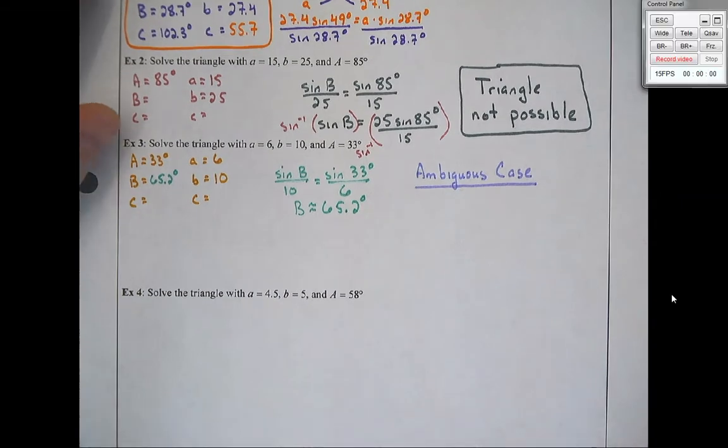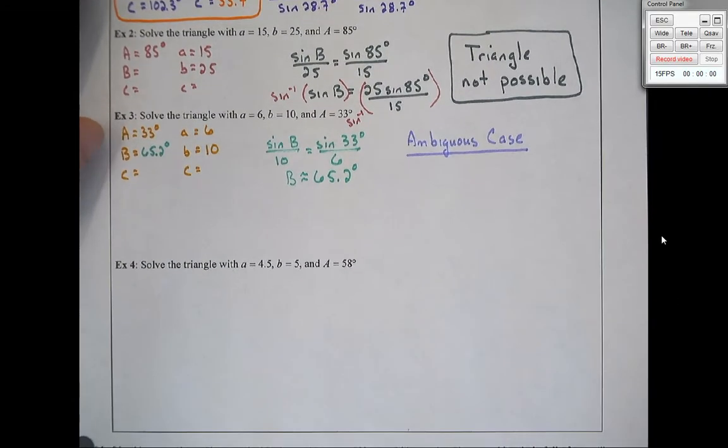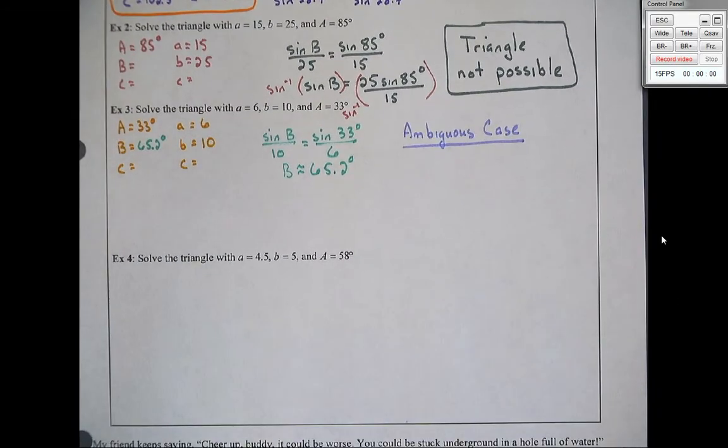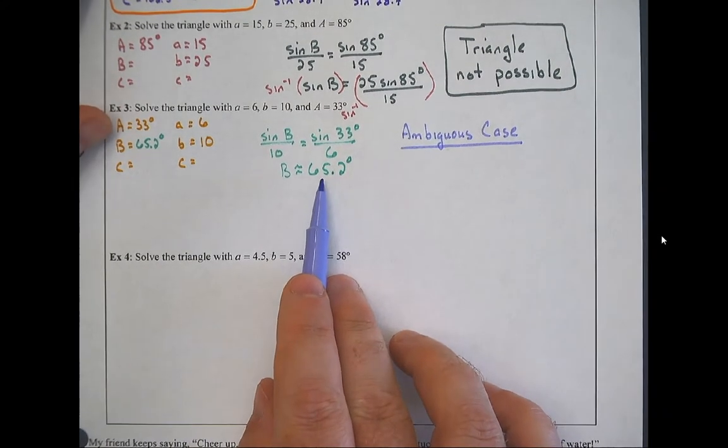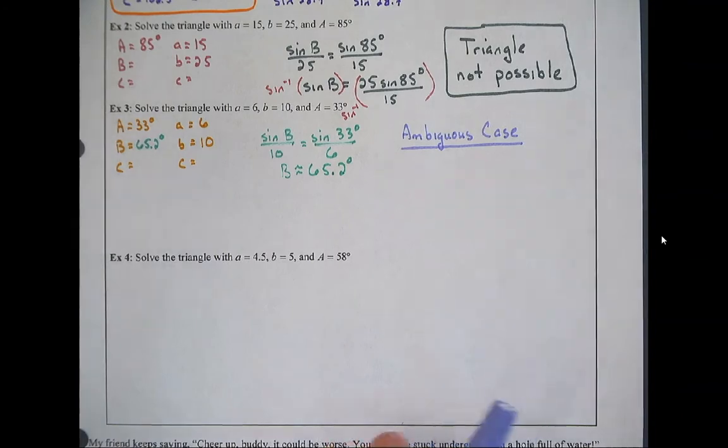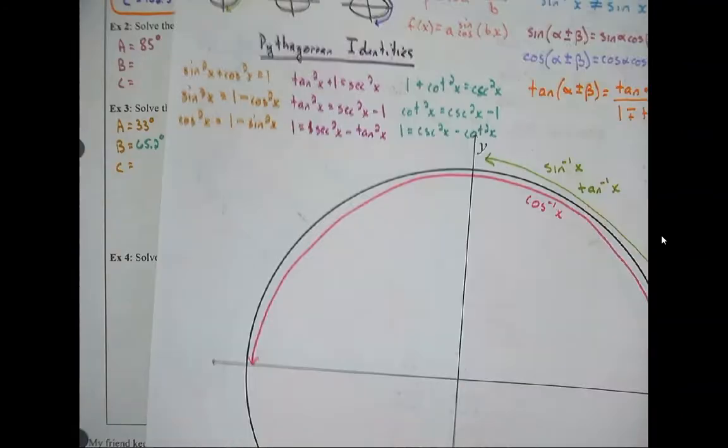Ambiguous means we just don't know which one is the right answer. There's uncertainty. So how do you figure out the ambiguous case? Well, what we're going to do is find, because sine inverse, remember we did sine inverse?